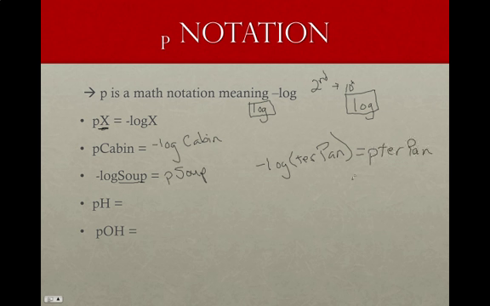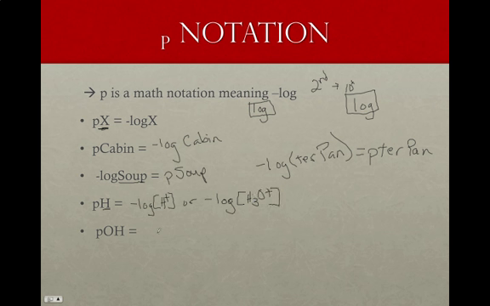Alright, so now going back to pH and pOH. So we're going to take what we just learned about P notation and apply it to pH. So pH, because we have that P notation, is the negative log of the H+ concentration, or the negative log of the hydronium ion concentration. Because remember that the hydronium ion and the hydrogen ion are interchangeable.